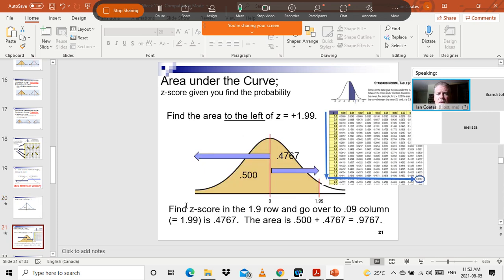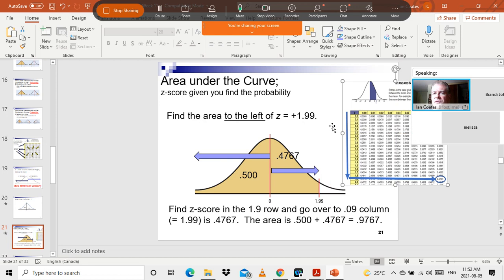So let's try one out here. Find the probability to the left of Z equal to 1.99. So here, you don't have to use a Z-score. I already gave you the Z. I gave you the standard deviation value of Z, 1.99, and it's positive. So you don't have to use your Z formula. Here, I'm only asking you guys to find the area under the curve.